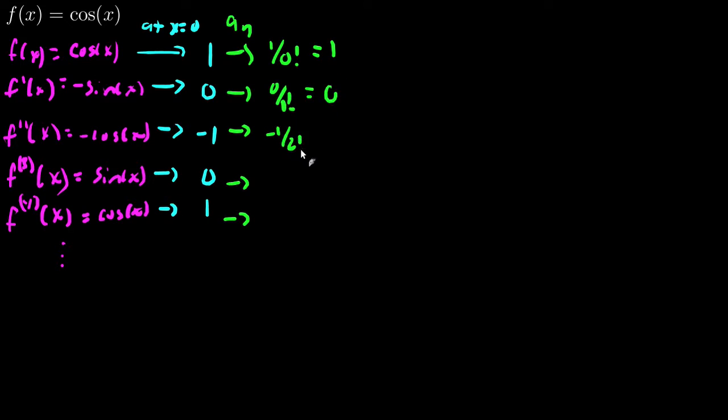Negative 1 over 2 factorial. 2 factorial is 2, so I get negative 1/2. 0 divided by 3 factorial. 3 factorial is 6, so I get 0. And 1 divided by 4 factorial. 4 factorial is 24, so I get 1 over 24.